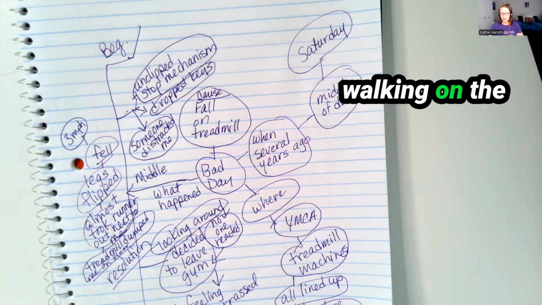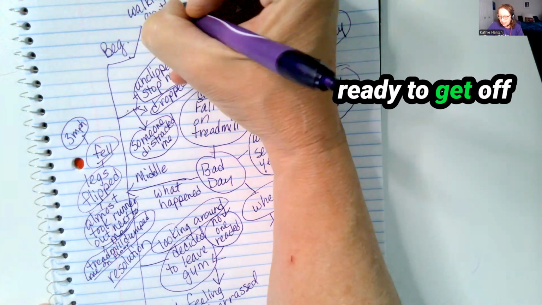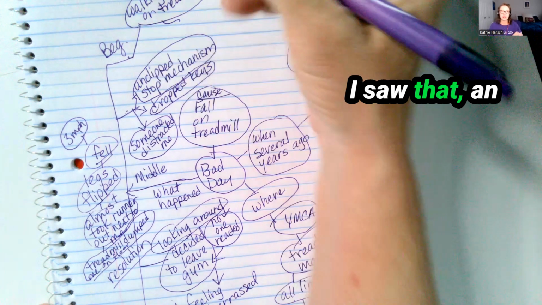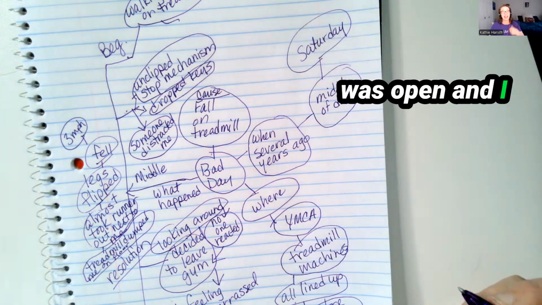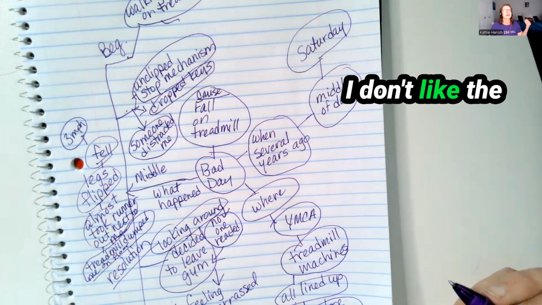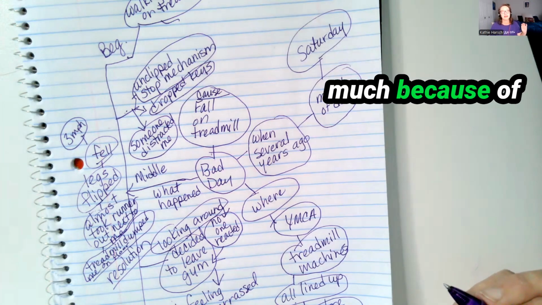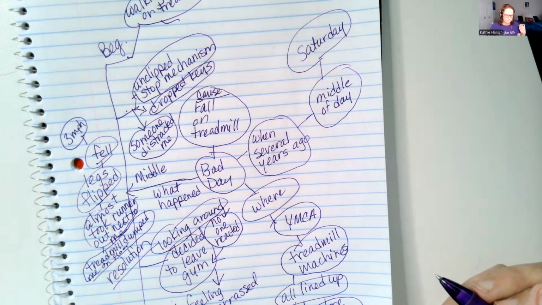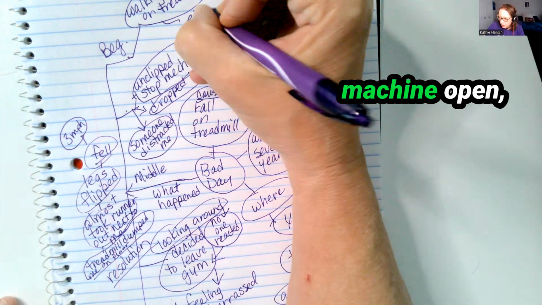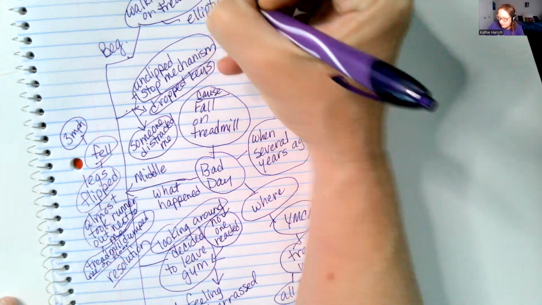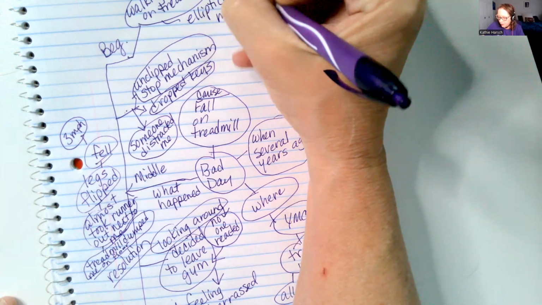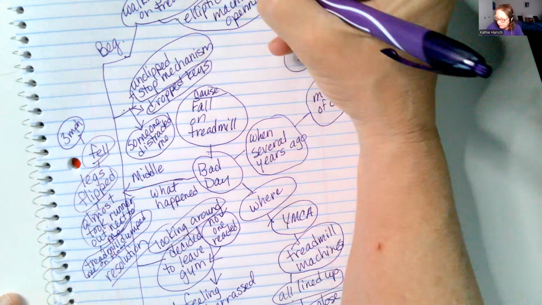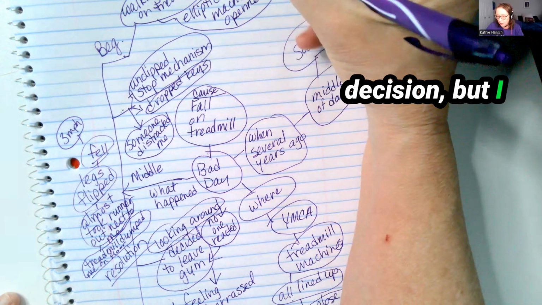Of course, I'm walking on the treadmill and I was getting ready to get off the treadmill. That's why I unclipped myself. I saw that an elliptical machine was open. And I like the elliptical. I don't like the treadmill quite as much because of falling hazards. Elliptical machine open. So I decided to get off. Now I made the decision, but I wasn't off yet.